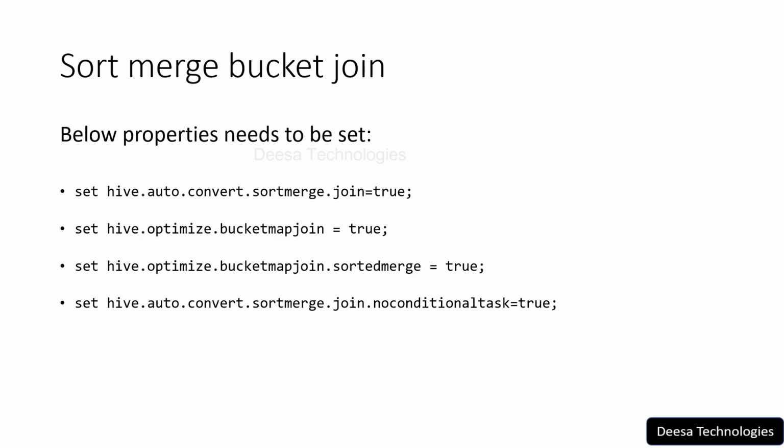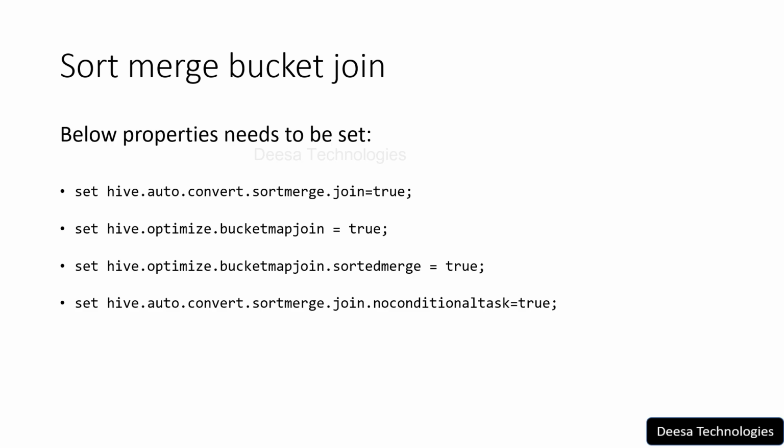So before you join, the data is not sorted, and if you want to sort the data before the join, which is a good practice in general, then you use a sort merge bucket join. That's the only difference between the sort merge bucket join and the bucket merge join, or the bucket map join.